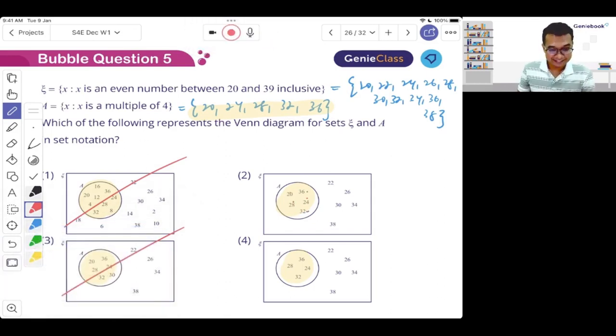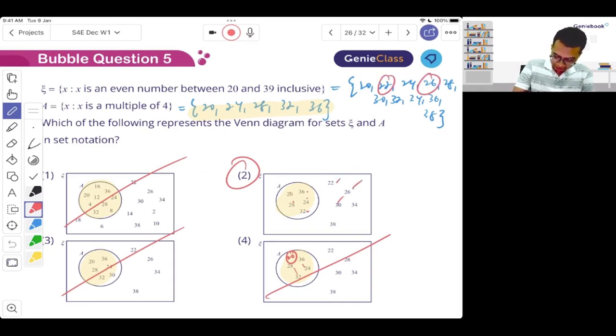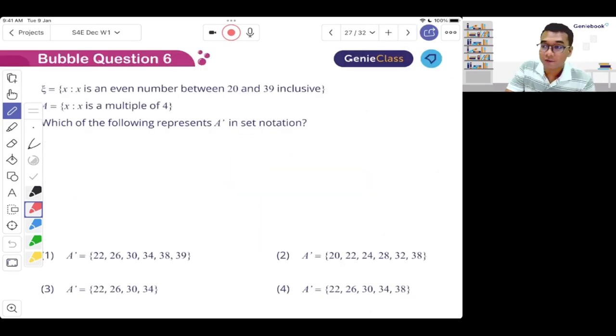Okay, so this one's correct. And then over here, we are actually missing a 20. There is 24, 32, 28, 36. Oh, there's only 4. Yeah, so this should be off as well. So the correct option is option 2. Okay, let's just double check that all the terms outside are correct. Complement of A, 22, 26, 30, 34, and 38. Indeed, they are correct. Okay, now let's move on to our last question of the day.